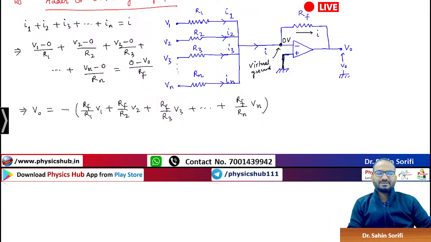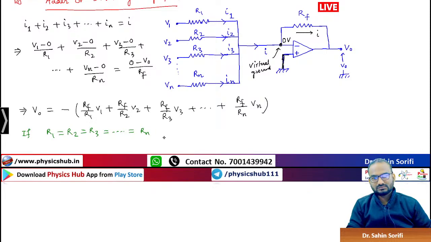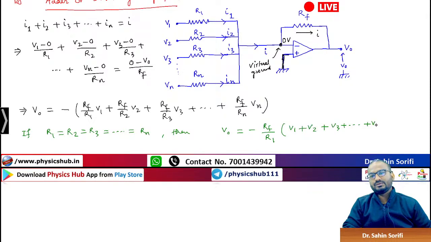Now in this scenario, if you make all these resistances equal, what I mean is, if you make R1, R2, R3 all of them equal to, let's say, one resistance R1, then you can write V0 is equal to minus Rf by R1 times V1 plus V2 plus V3 and so on.